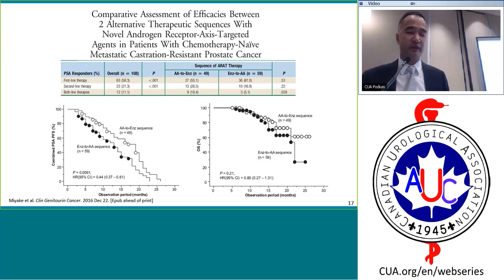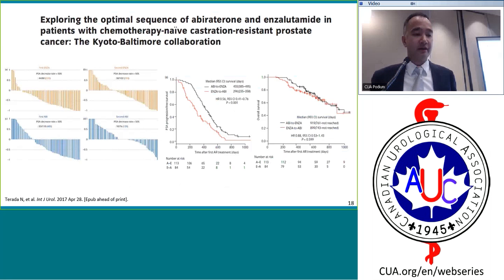Makes sense. You know, with first line, we think they're pretty equal in terms of that time to progression. If you're eking out more of a benefit with using ABI to Enza, you're seeing some response there. However, in terms of overall survival, there was no difference between the different sequences. The other one was a Kyoto-Baltimore collaboration.